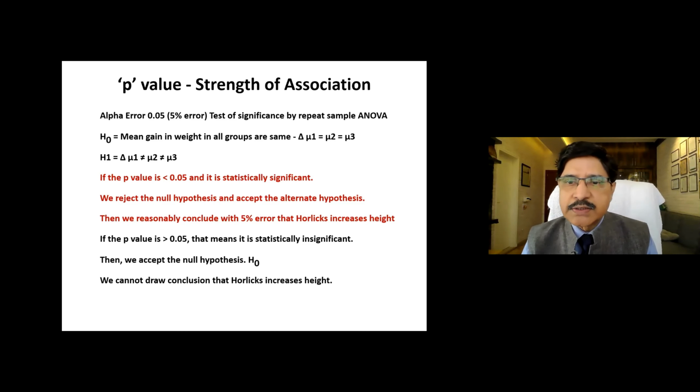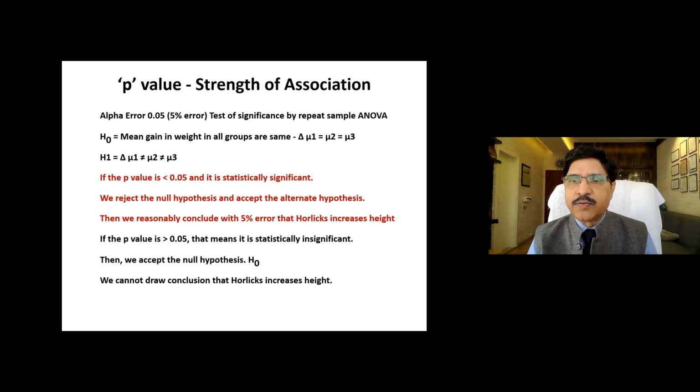So what is the H naught here? Hypothesis, null hypothesis. It is called the mean gain in weight in all the groups is same. That is the hypothesis which we started. But that is not what we have written in the beginning. That is a study hypothesis. Null hypothesis is we assume when you start a statistical test that delta mu1 is equal to delta mu2 is equal to delta mu3.